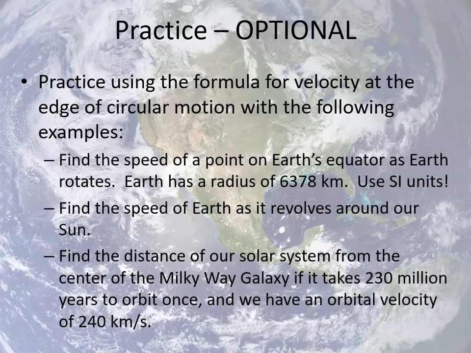So let's practice using this formula for a number of situations, including our galaxy. In fact, to be more precise, it takes us about 230 million years to orbit around our galaxy once. So first, find the speed of a point on Earth's equator, find the speed of Earth as it revolves around our sun, and then find the distance of our solar system from the center of the galaxy, given that it takes about 230 million years to go around once with an orbital speed of about 240 kilometers per second.